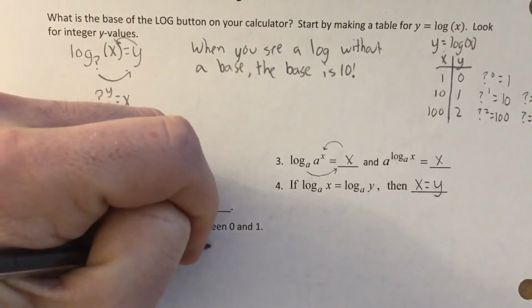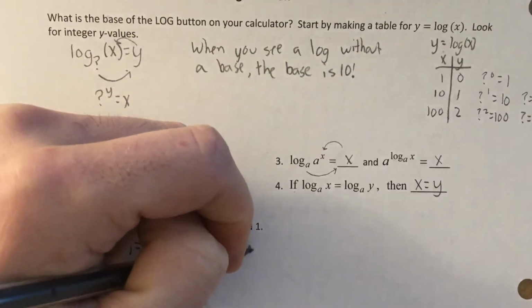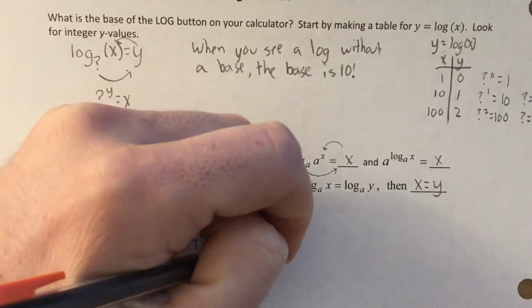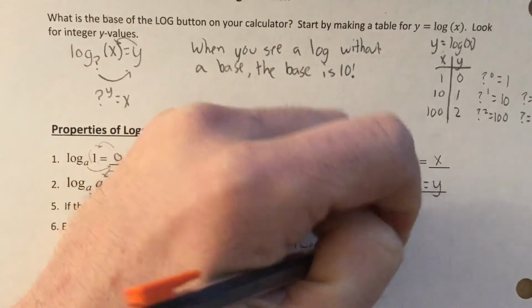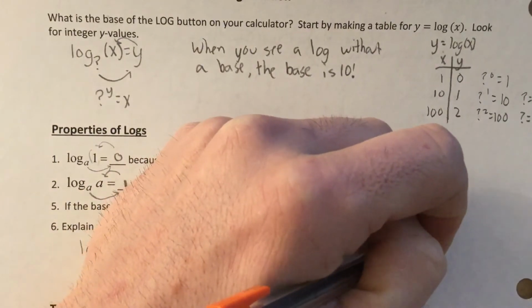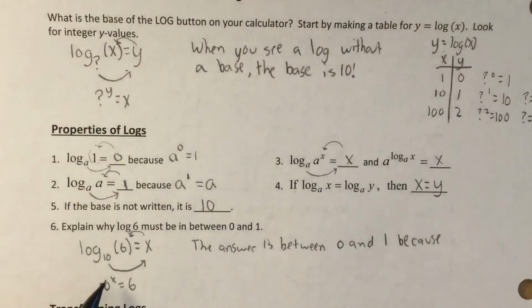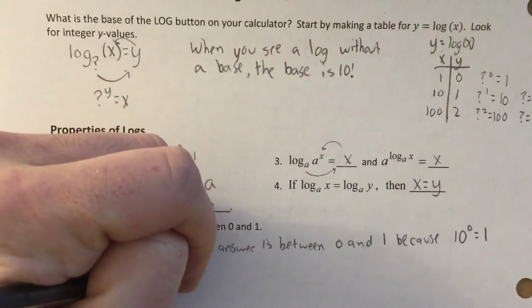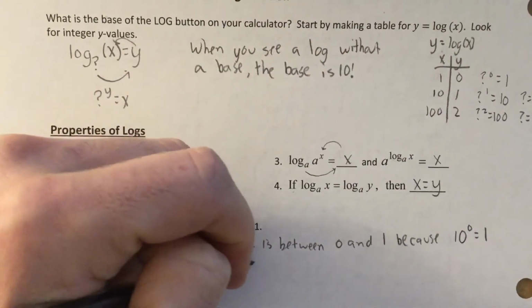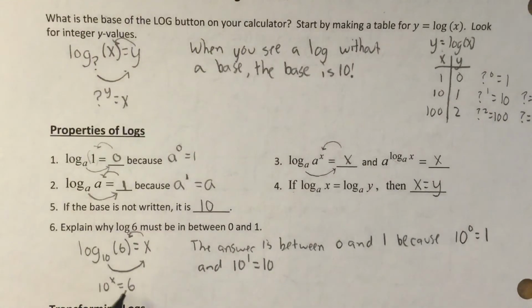So we'll say the answer is between 0 and 1 because 10 to the 0 is 1 and 10 to the first is 10, and we want our answer to be 6. 6 is in between 1 and 10.